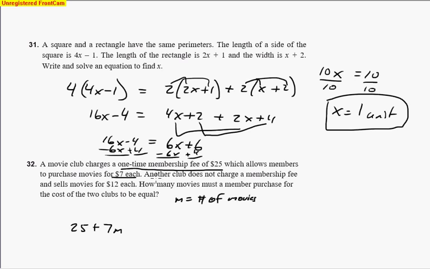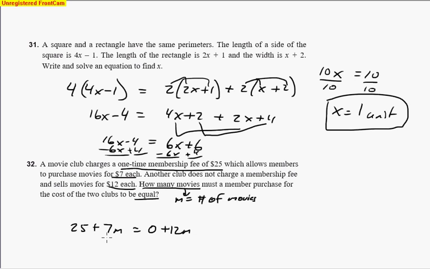Let's continue reading. It says another club does not charge a membership fee, so no membership fee there, so 0, and sells movies for $12 each. Okay, so $12 per movie. How many movies must the member purchase for the cost of the two clubs to be equal? Okay, equal. So that's what we're going to set there. So how many movies? Again, that shows us that we are correct in using the variable M for movies, because that's what we're trying to find.